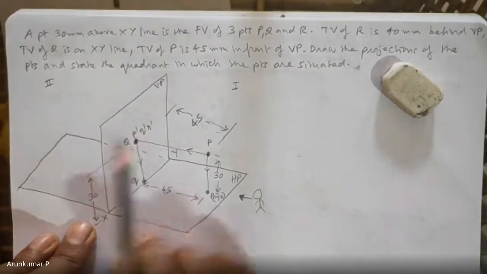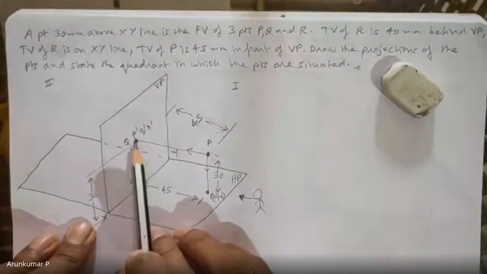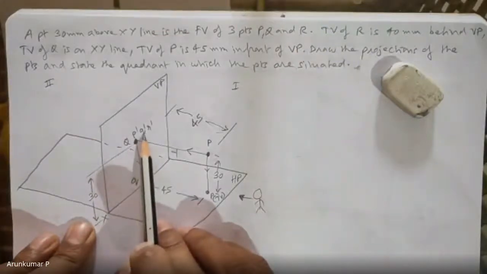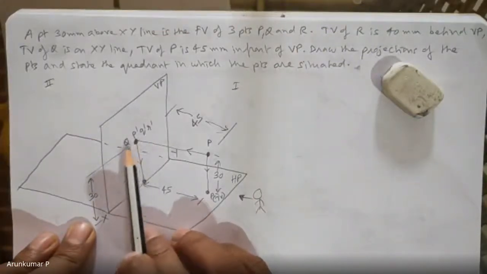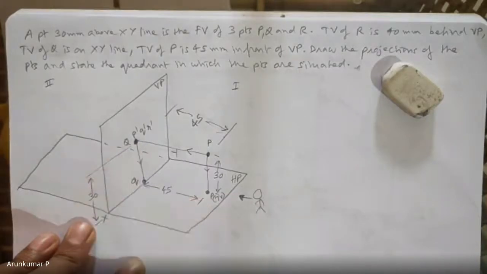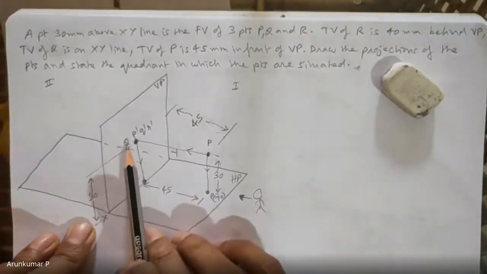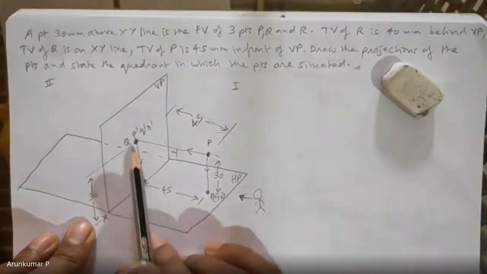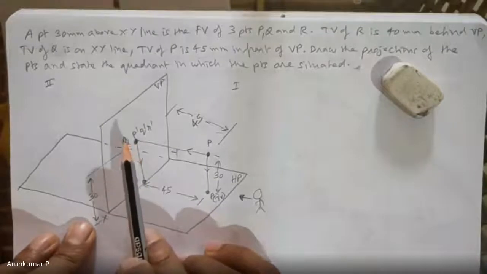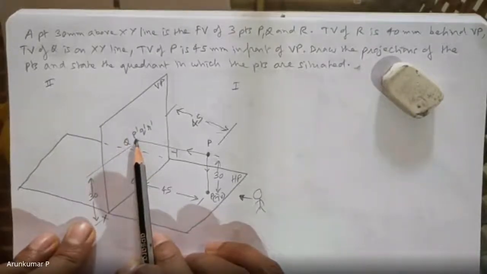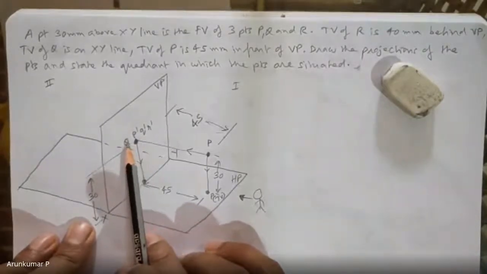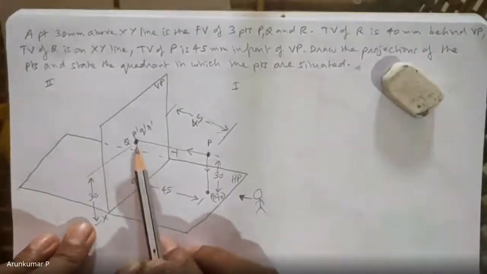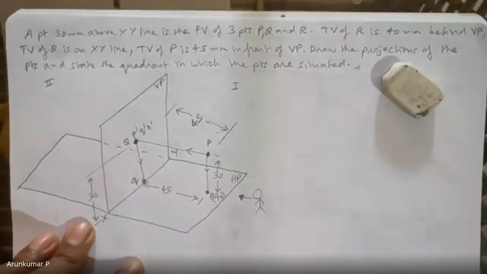Where should Q dash be? At the same point, sir. Same point. So am I getting it at the same point? Yes. So that means what I've done here is correct. Please observe the point Q is on VP and 30 mm above HP or above XY line. Because of which the front view of Q dash is at the same location as that of the point and the top view of Q is on XY line. So I have located the point Q also.